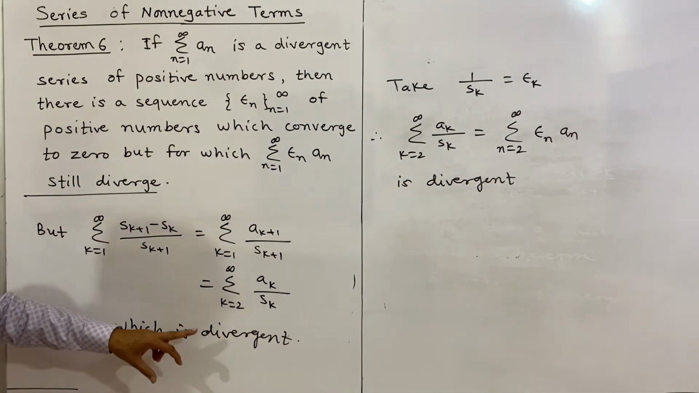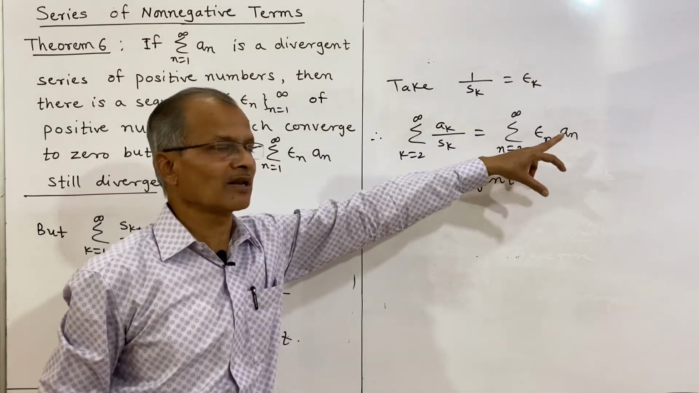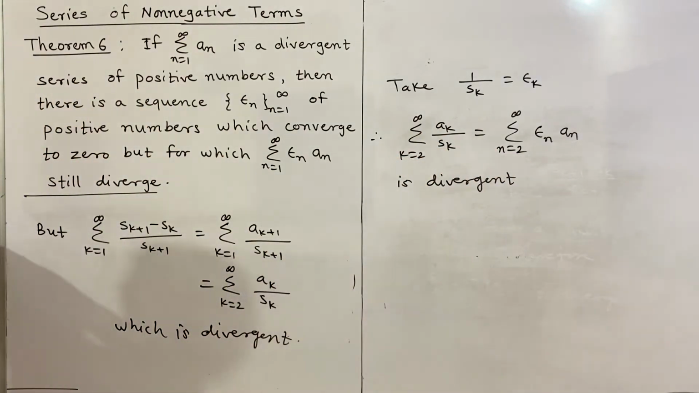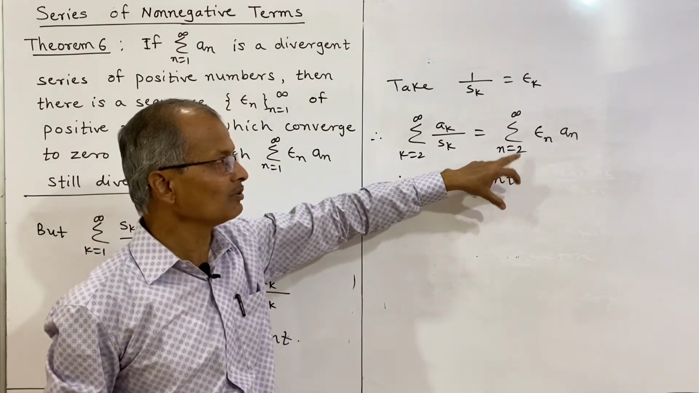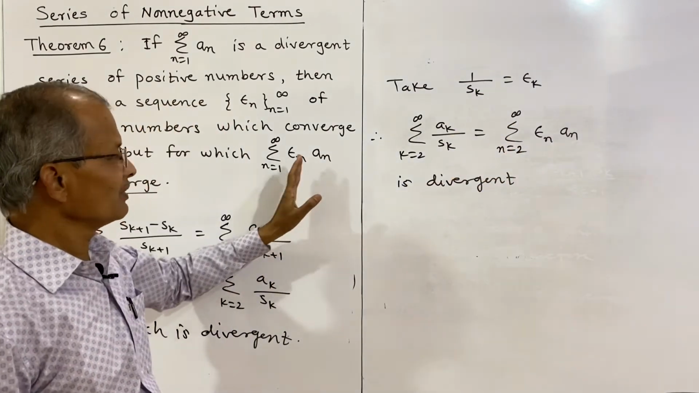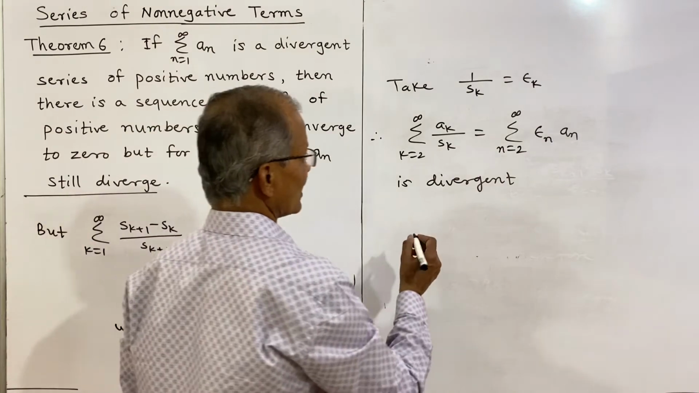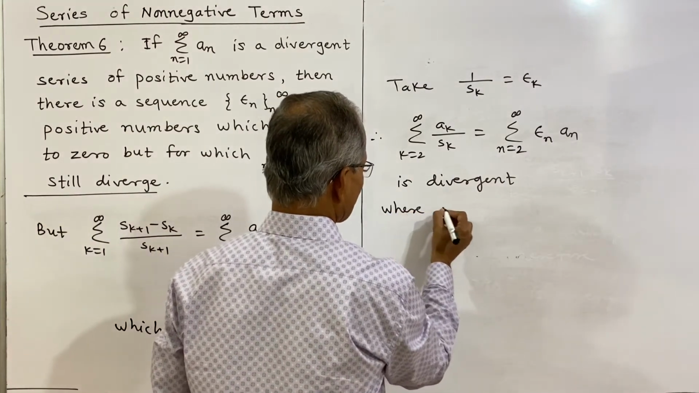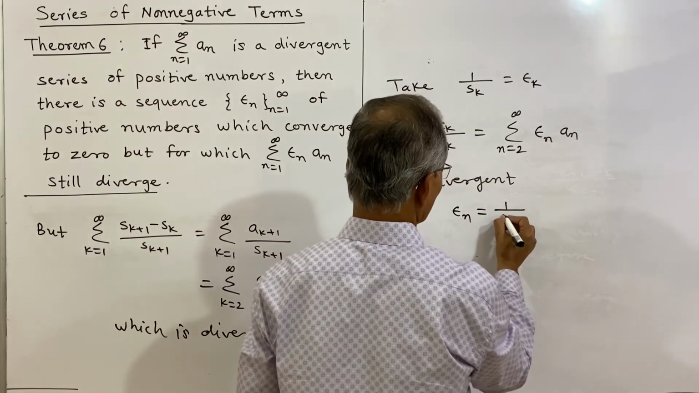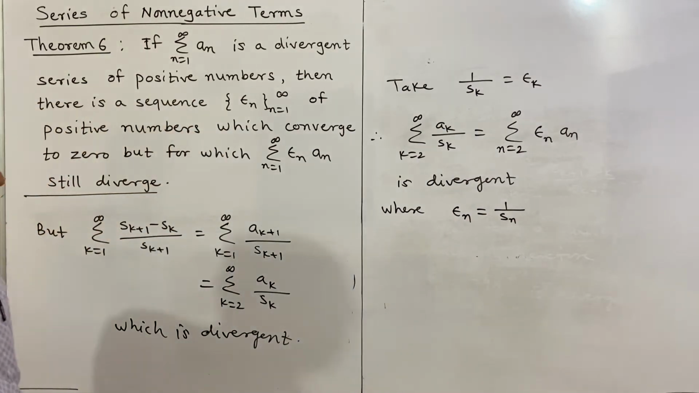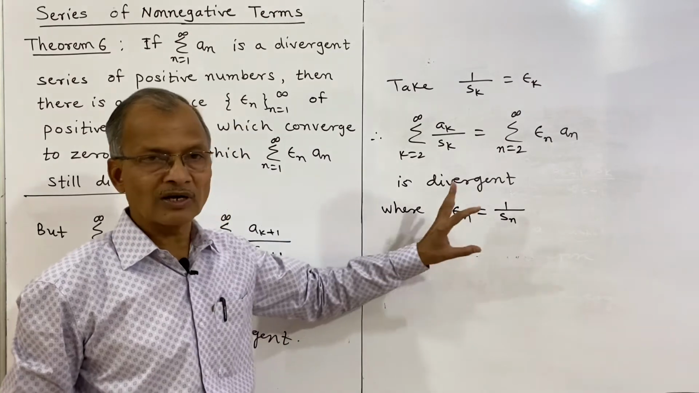where, this is divergent means, taking 1 upon Sk as epsilon k, this becomes epsilon n into a_n, the series is divergent. Since it has infinite terms, whether n takes value 2 to infinity or 1 to infinity, it will be the same behavior. The series is divergent, where epsilon n is equal to 1 upon Sn, and this Sn diverges to infinity, therefore epsilon n will converge to 0.